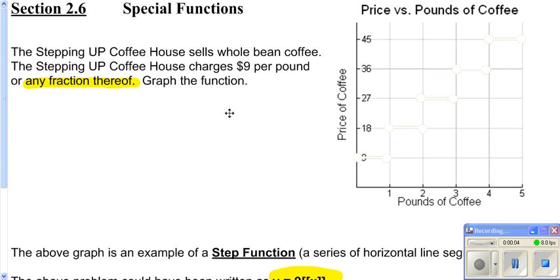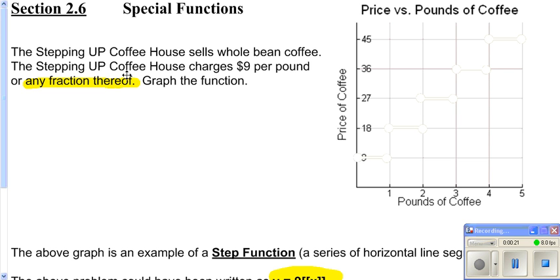We're going to look at several different types of functions today. In this case, we have our Stepping Up Coffee House. It sells whole bean coffee. Well, they charge $9 per pound or any fraction thereof.